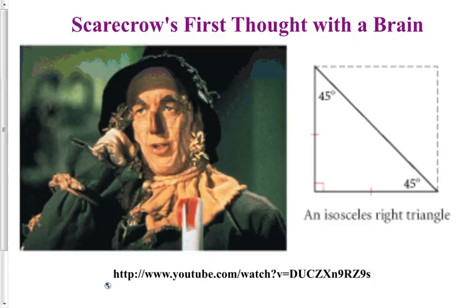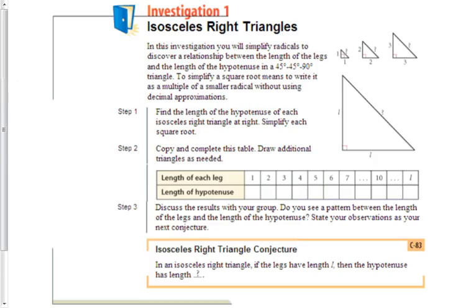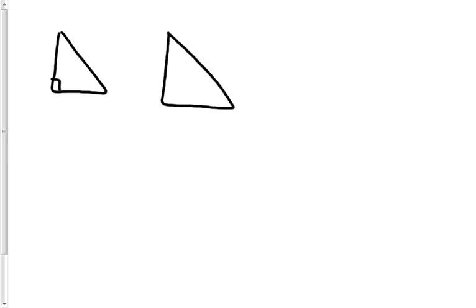Which is probably intelligent enough because they got all the way to Oz, right? All right, but we need to be more intelligent, that's for sure. Which means we need to investigate isosceles right triangles. So to figure out this conjecture, I bet all we need is maybe 3 isosceles right triangles. So I'm going to draw 3 isosceles right triangles up here.